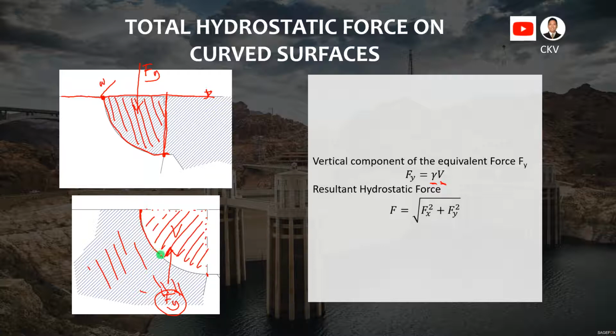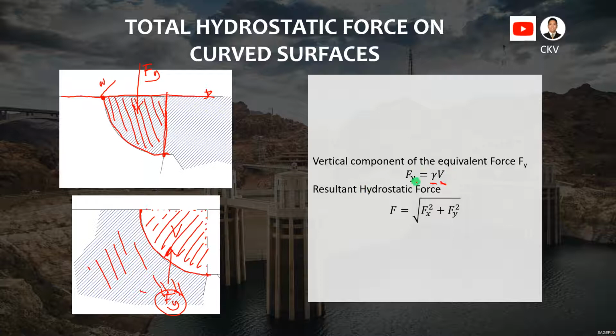Okay, so since the fluid is below and on the side of this curved surface, the direction of our hydrostatic force is upward. Unlike in this one, the curved surface above it is filled with the fluid, so it means that the hydrostatic force along the vertical is downward.